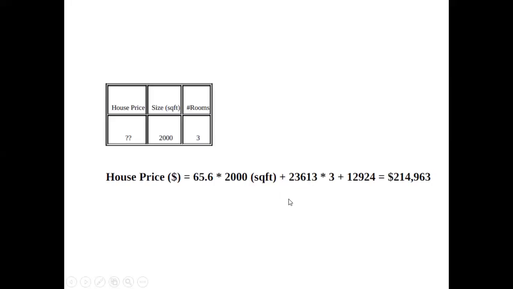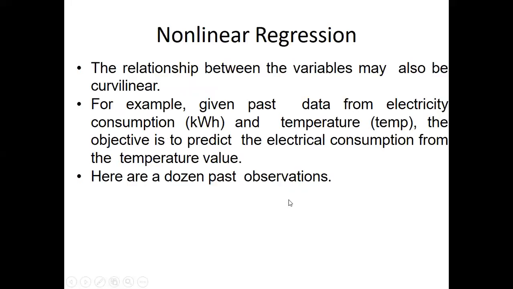Next, we move on to non-linear regression. As the name itself says, non-linear. Linear means always a straight line. That means if the x value increases, the y value keeps on increasing or decreasing. Non-linear means there will be a little bit of deviation, so the relationship between the variables may be curvilinear.